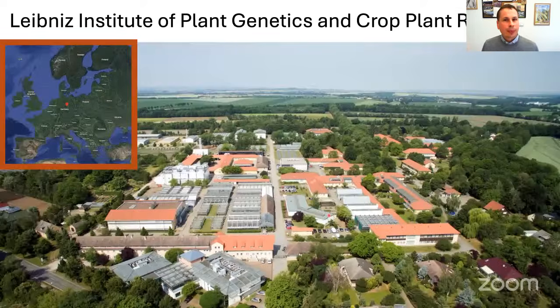IPK Gatersleben is a publicly funded research institute. It's located in the middle of Germany. Our key infrastructure is the gene bank, the National Gene Bank of Germany. The gene bank is basically a repository of seeds for cultivated plants. Our gene bank hosts 300,000 accessions, that means seed lots, of 1,500 plant species.